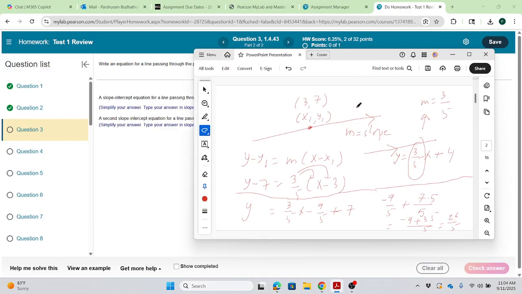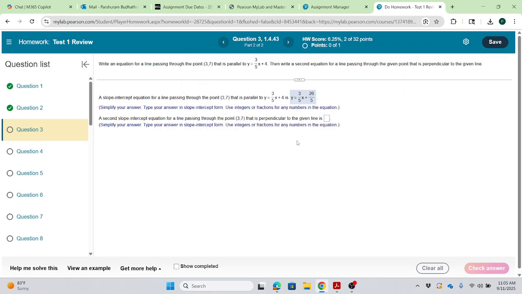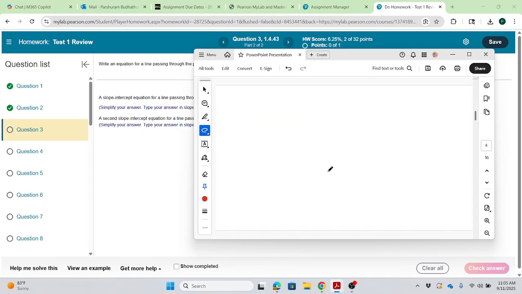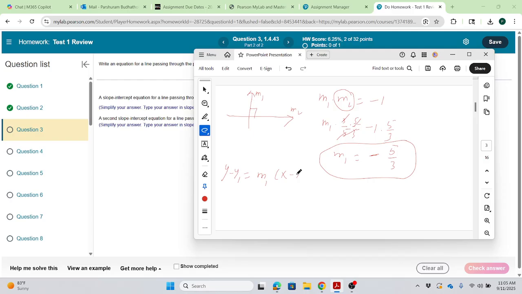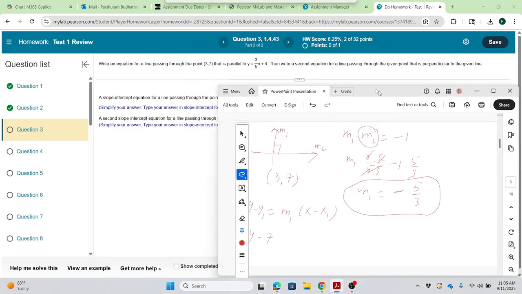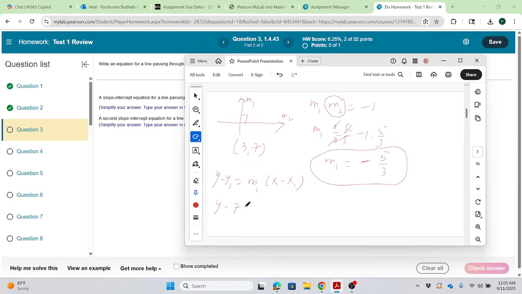And now by using the same equation, with the opposite slope -5 over 3, and doing exactly the same thing, you can solve this part. So one more time, the equation would be y minus y1 equals m1 times x minus x1, this time because m1 is the slope. So y minus 7, because it's also passing through the same point (3, 7) according to the problem, and the slope is -5 over 3, times x minus 3. Then just do the simplification the way we did before, add 7 to both sides.